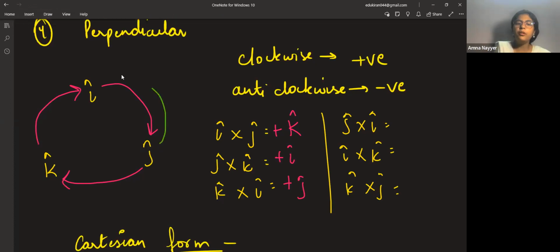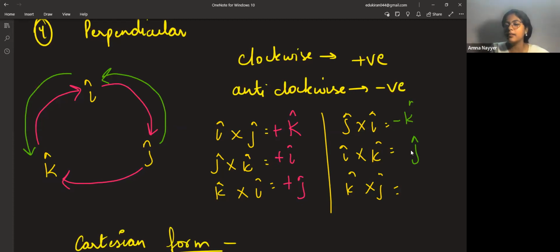Suppose let's do it reversed. If we are moving from J cap to I cap, which quantity is left? K cap. But we are moving in this direction, that is anti-clockwise. So we'll put minus. I cap cross K cap. Quantity that is left is J cap. Now, what is the sign? This is anti-clockwise. So this is negative.